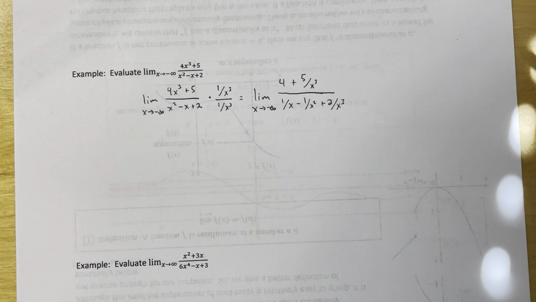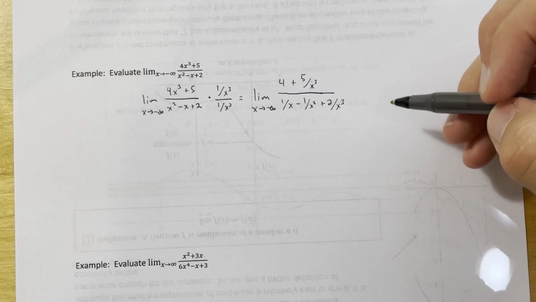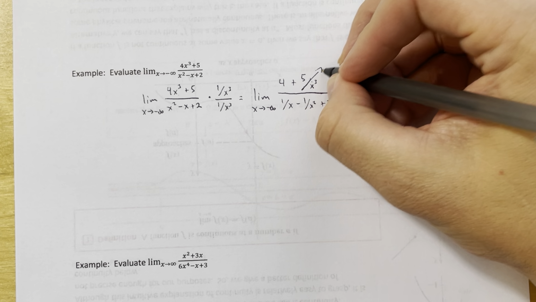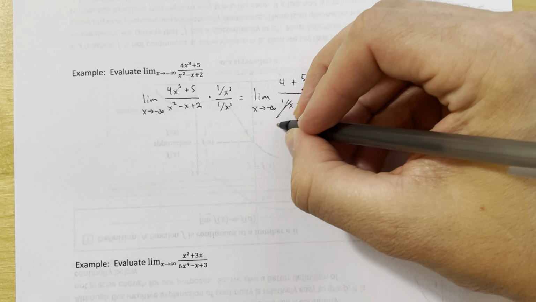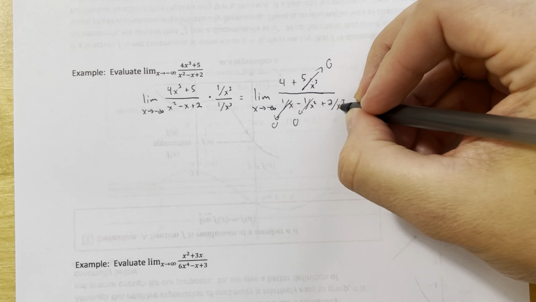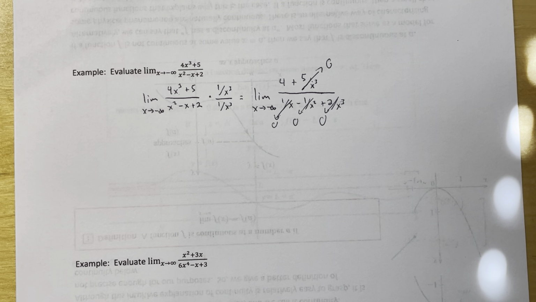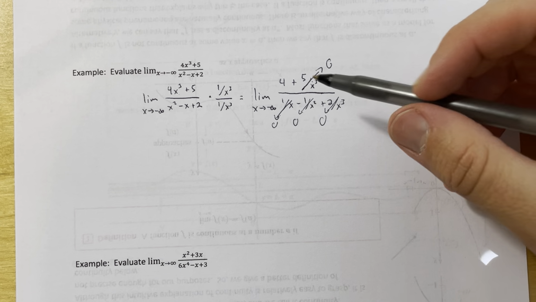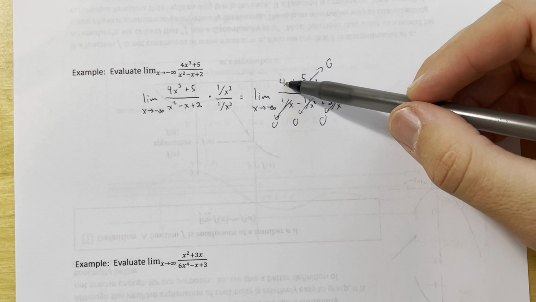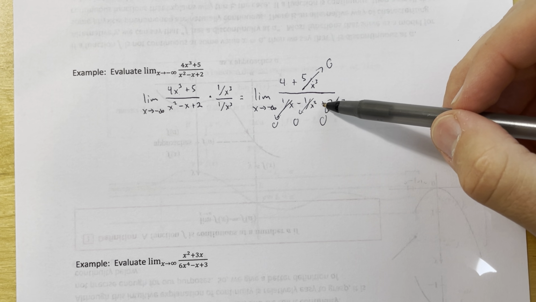Okay? Remember from that theorem we talked about in the last video, all of these terms, these 4 terms here, will all go to 0 as x approaches either infinity or negative infinity. So what appears to be happening is I have a constant over something that looks like a 0, right?